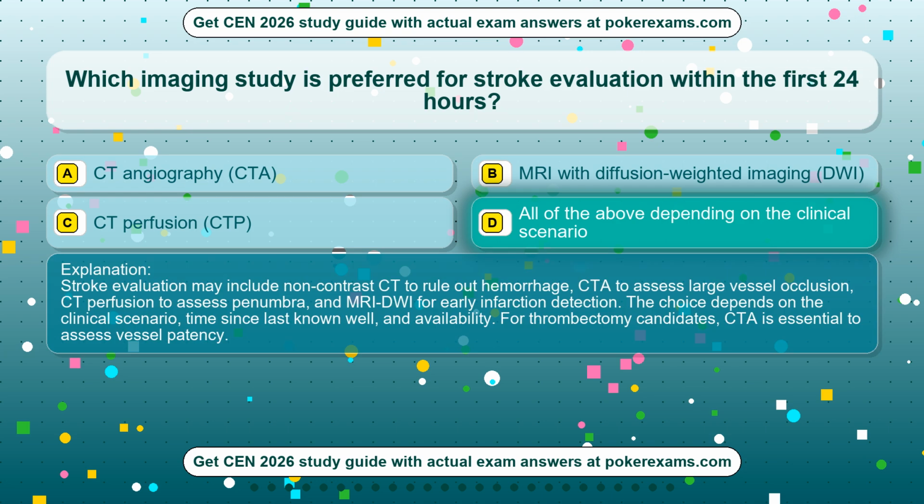Stroke evaluation may include non-contrast CT to rule out hemorrhage, CTA to assess large vessel occlusion, CT perfusion to assess penumbra, and MRI-DWI for early infarction detection. The choice depends on the clinical scenario, time since last known well, and availability. For thrombectomy candidates, CTA is essential to assess vessel patency.